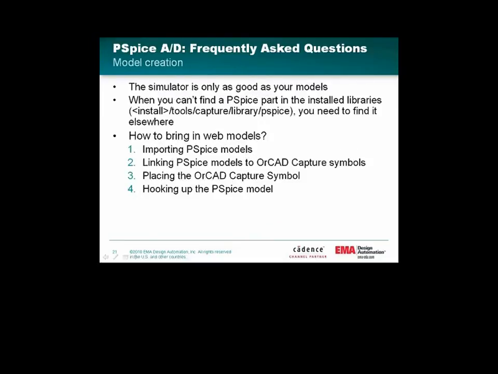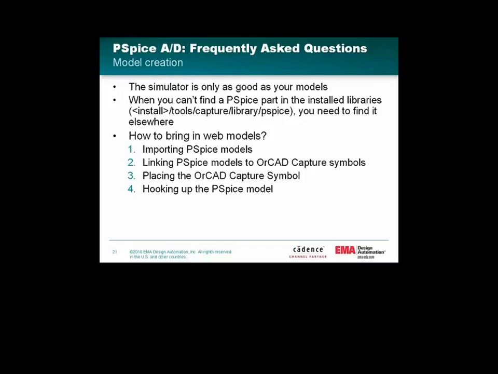Now, what happens if we don't have the model in there that you want, which is going to be the case? We can't have the models that everyone wants. 30,000 isn't enough to have everything that everyone wants. So what happens when we don't have the part that you want? If you can't find your part in the library, you need to find it elsewhere. In this example, we're going to talk about finding it on the web.